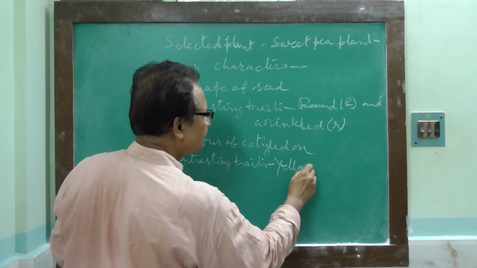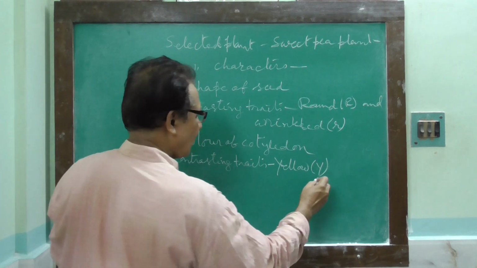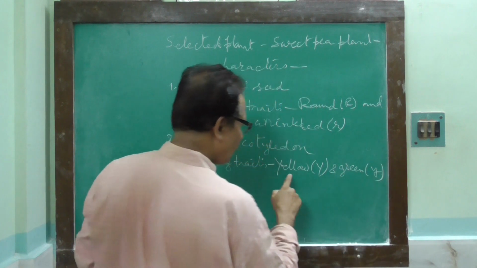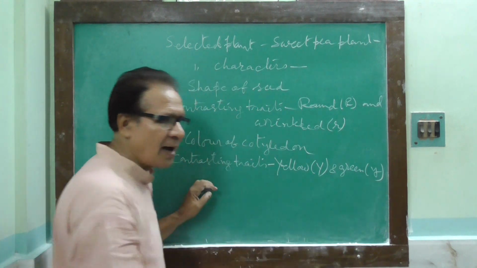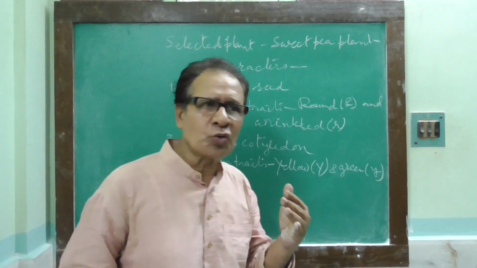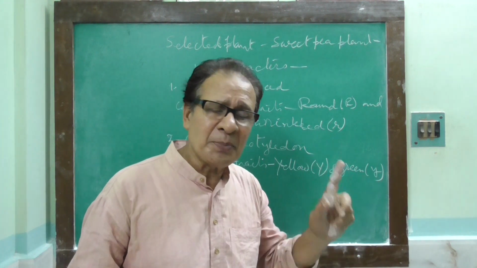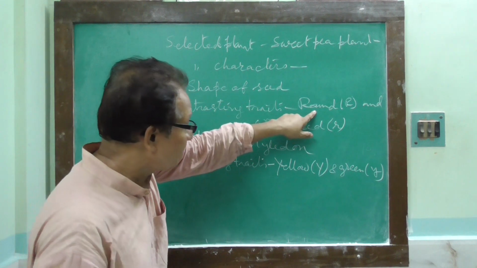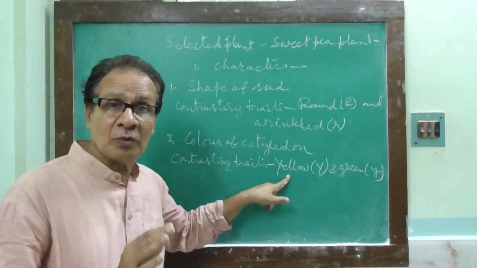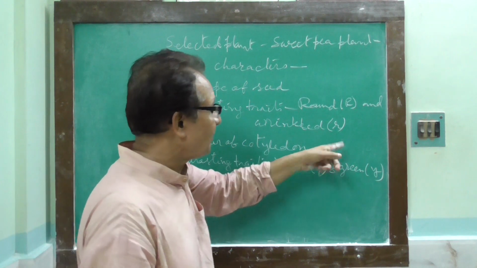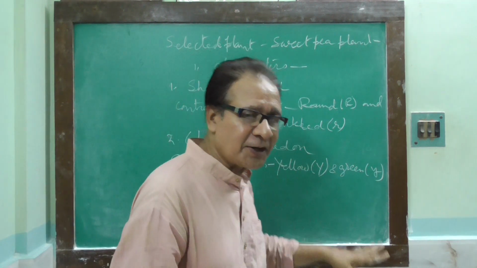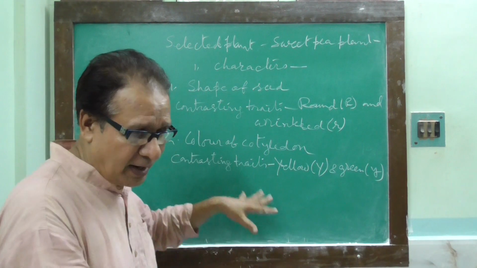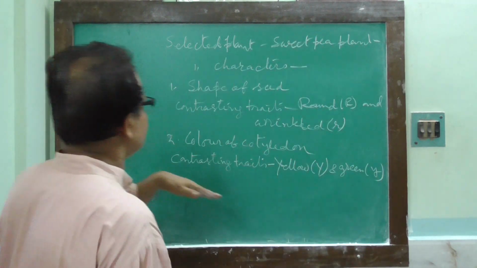yellow, capital Y, and green, small y. So yellow is the dominant and green is the recessive. So Mendel took two pea plants. One pea plant produced the round and yellow type of seed, and another plant produced the wrinkled and green type of seed. And so for the seeds that are produced, here we write only mentioning the seed.